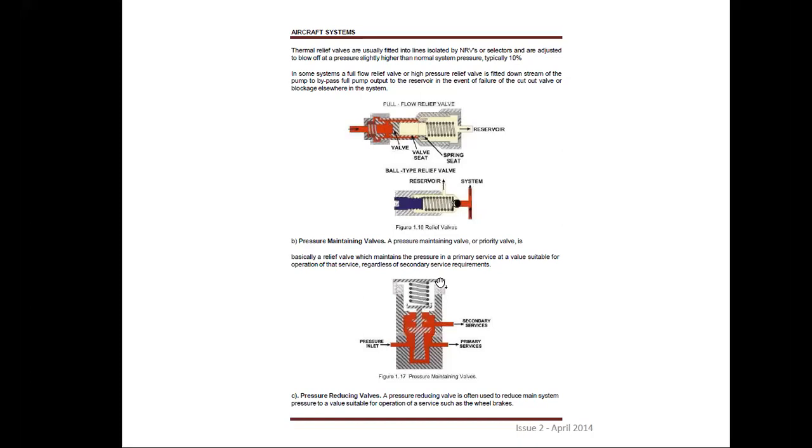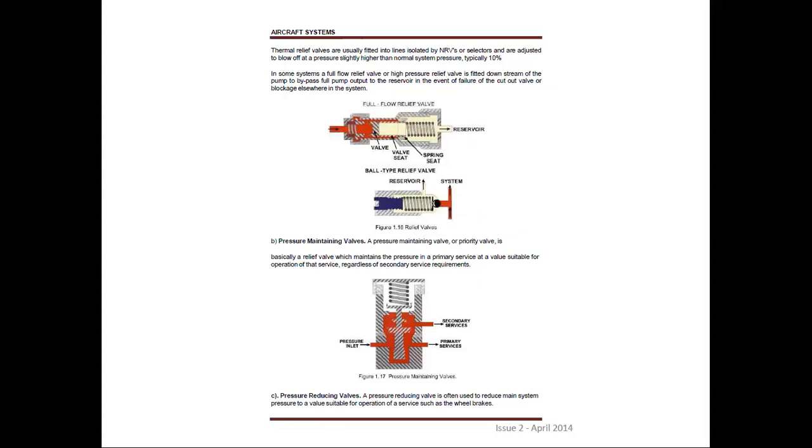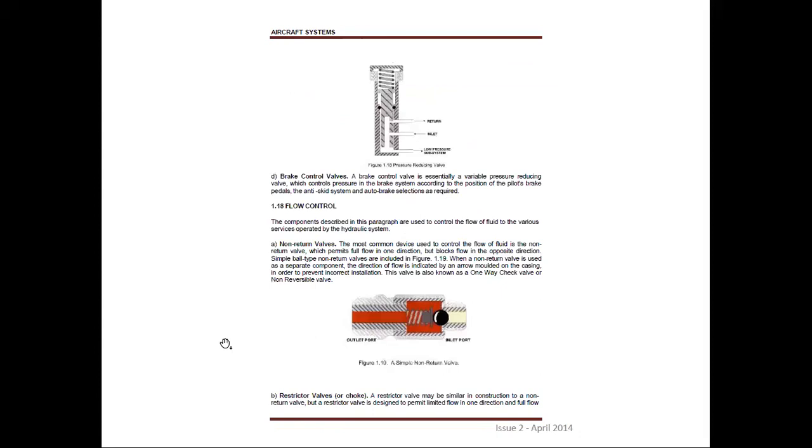Pressure maintaining valves. A pressure maintaining valve, or priority valve, is basically a relief valve which maintains the pressure in a primary service at a value suitable for operation of that service, regardless of secondary service requirements. Pressure reducing valves. A pressure reducing valve is often used to reduce main system pressure to a value suitable for operation of a service such as the wheel brakes. Brake control valves. A brake control valve is essentially a variable pressure reducing valve, which controls pressure in the brake system according to the position of the pilot's brake pedals, the anti-skid system and auto brake selections as required.